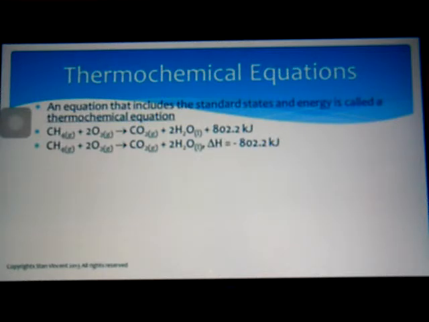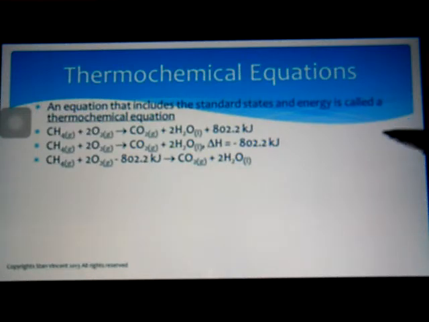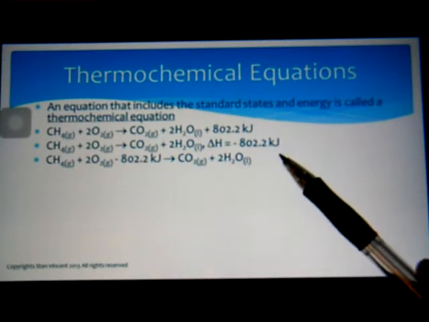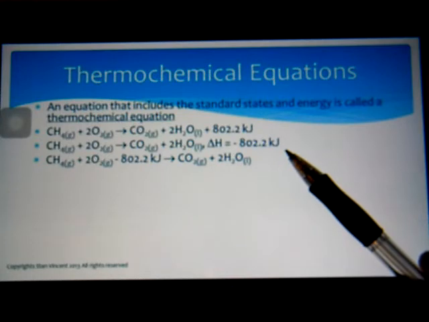Now, these are the different ways in which you can write a thermochemical equation. Three different methods are shown here. In equation 1, the heat change in the reaction is shown as a product. So, CH4 plus 2O2 giving you CO2 plus 2H2O plus 802.2 kilojoules, which implies that the heat energy is a product, therefore a positive sign.